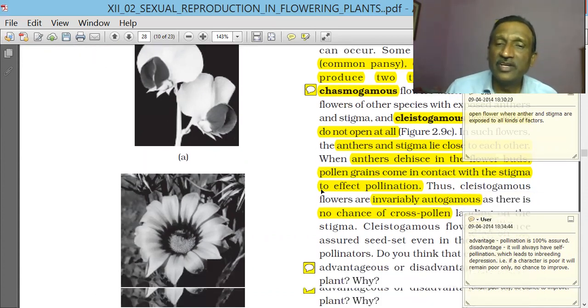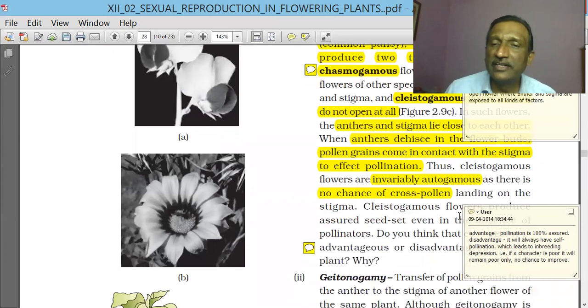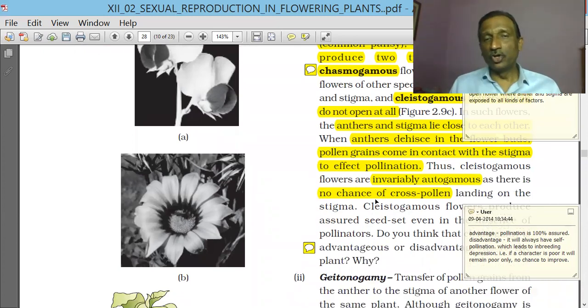Okay, so cleistogamous flower is having an advantage and a disadvantage. The advantage is that pollination will definitely occur, it is assured. But the disadvantage is that it will have lesser variation.